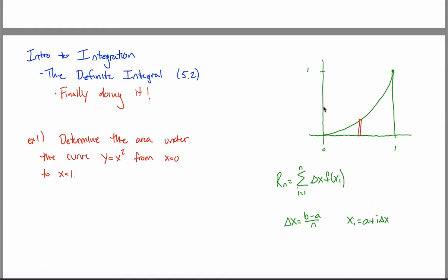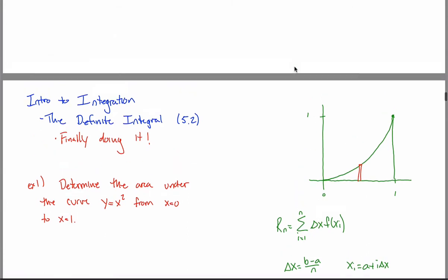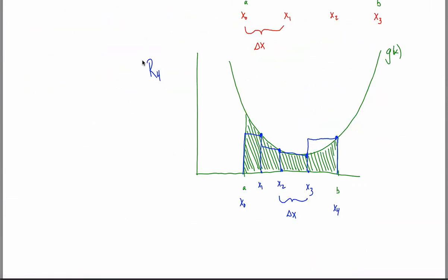The other formula is the x_i formula, which maybe I can reference above. When we're using right endpoints, which is what this picture denotes, x_i just represents the height of the ith rectangle.